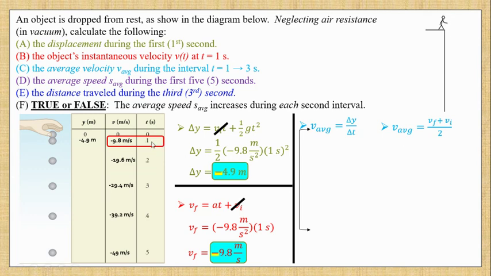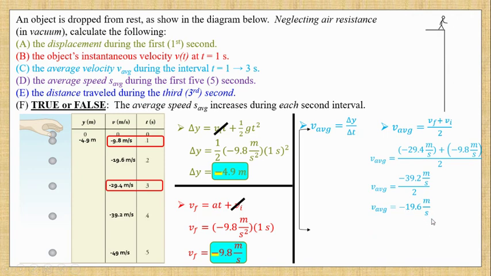Here I highlighted 1 second, and I'm also going to highlight 3 seconds because the time interval here is from 1 to 3. So I know my two velocities at these two points in time, which is super fast to get. So I'm just going to replace Vf with negative 29.4, and Vi with negative 9.8, sum those up, and then divide by 2. The numerator sums to negative 39.2. Negative 39.2 divided by 2 gives us negative 19.6 meters per second, which is the same answer as the previous strategy using average velocity equals displacement over time. So which strategy you use doesn't matter.